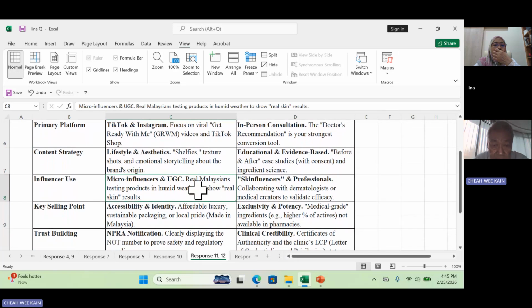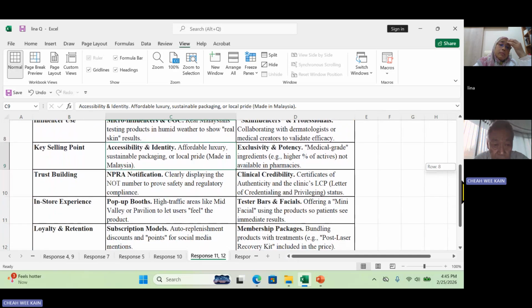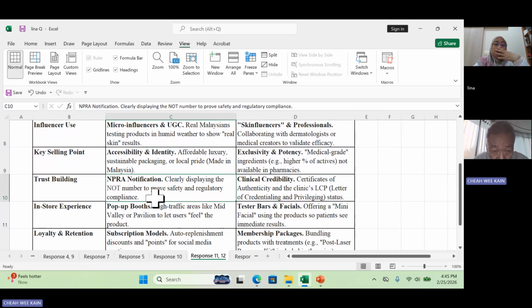You use reels. I think I told you how to reduce your advertising cost: use your actual customers. Key selling points: accessibility, identity, affordable luxury. Made in Malaysia, and trust building. You know this notification. Clearly display the notification number to provide safety and regulatory compliance. So that is for cleansing. I think for this one you have to show one anyway.